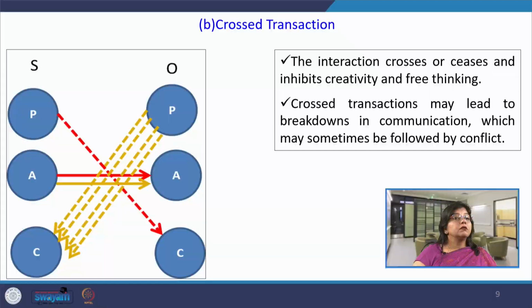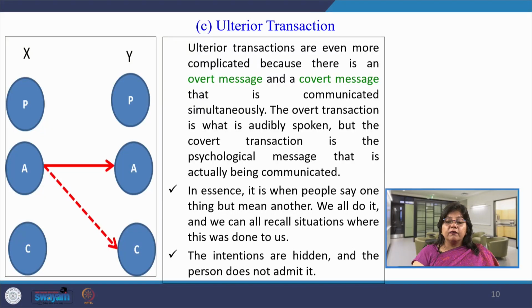This is cross transaction, and the other is ulterior transaction. Ulterior transactions are even more complicated. In complementary and cross transaction, it is clear, right, what the other person is reflecting in his communication. But when we talk about ulterior transaction, it is very complicated because it is covert and overt both. You have something on your face, but intention is hidden. So, ulterior transactions are even more complicated because there is an overt and covert message that is communicated simultaneously.